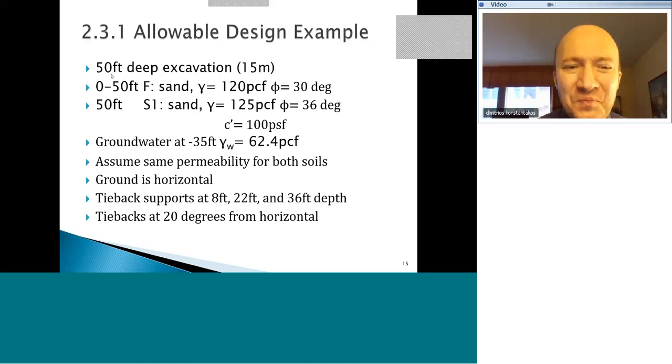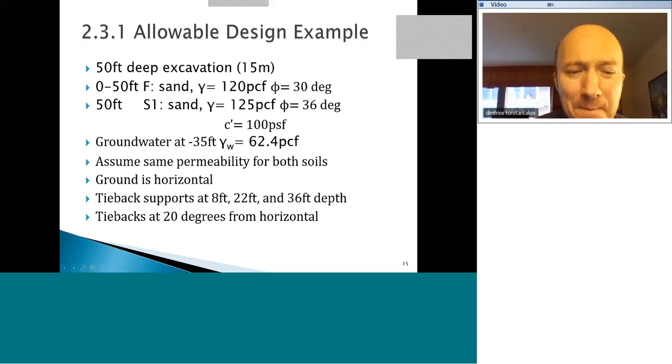So let's assume our soil profile here, 0 to 50 feet. We have this layer, which is sand, gamma 120 pounds per cubic foot, that's roughly 19 kilonewtons per cubic meter, and a friction angle of 30 degrees. Below 50 feet, gamma 125, closer to 20 kilonewtons per cubic meter, 36 degrees friction angle and an effective cohesion of 100. We're going to assume the groundwater at minus 35 feet, that's roughly minus 11 meters. That's the density in pounds per cubic foot. I'm sure some of you in the metric world will be surprised at these units, but we are based in the US, so we have to include them.